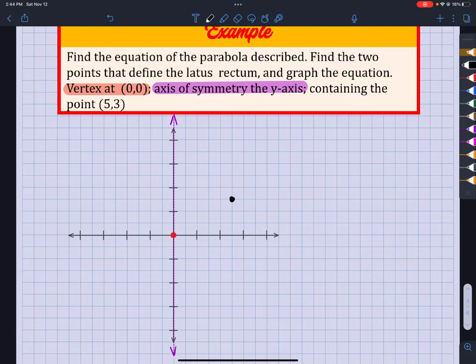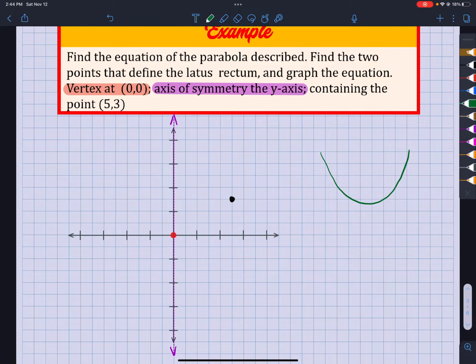From here, this is the point where I have to look at this and go, okay, I have to know that this does not point left nor right, because the axis of symmetry is here, which goes through the vertex, right? So it has to open up or down. But this point right here tells me it has to open up. So I know that it's going to be something like this.